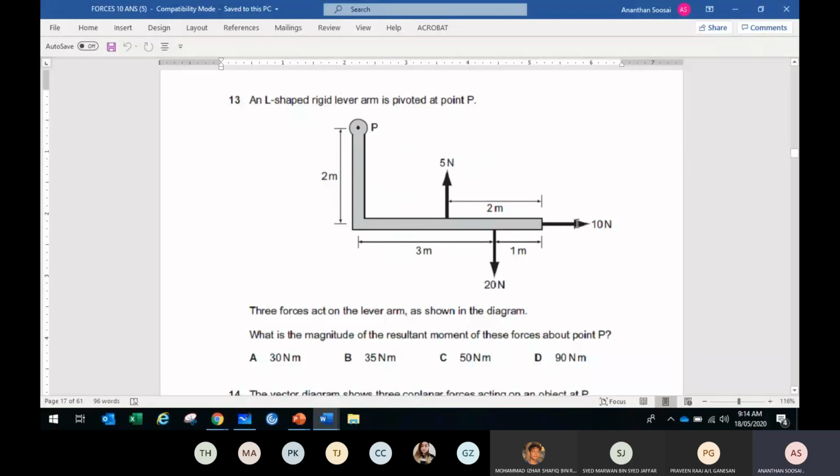Moment caused by 10. What is the perpendicular distance of 10 from the pivot? Prolong the line of 10. This is the line of action of the 10. So where's the perpendicular distance to the pivot? This is your perpendicular distance. How much? 2. The 10 also has a perpendicular distance of 2.